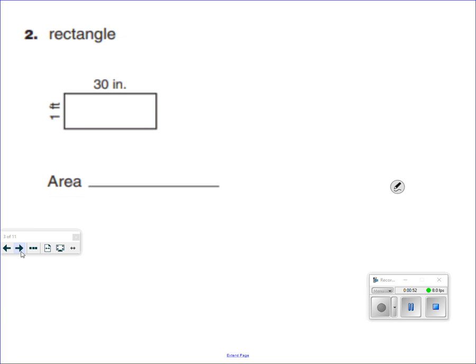We have a rectangle here. How do you find the area of a rectangle? It's base times the height. Well, let's take a look here. I have 1 foot for my height and I have 30 inches for my base. I could either convert them both into inches or I could put them both into feet. Let's put them both into feet.